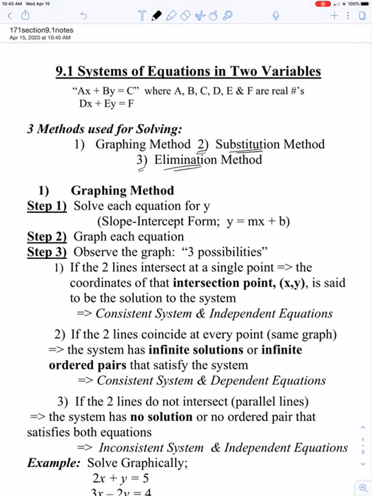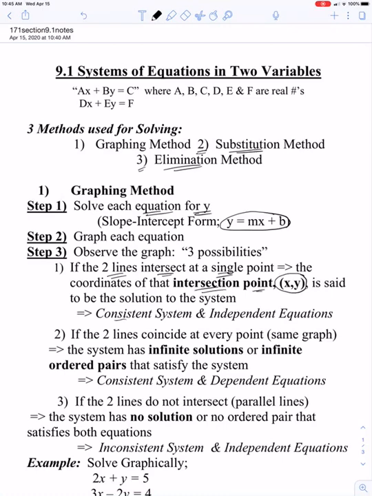So again, if we have a system of two equations with two variables and we want to graph it, the first thing we're going to do is put it in graphing form, and that's solving the equation for y, which in a linear equation would be putting it in slope-intercept form. Then graph the equations, and we're going to have one of three scenarios. We're going to have either the two lines intersecting at one point, which means we have one solution. That solution is that intersection point, that ordered pair.